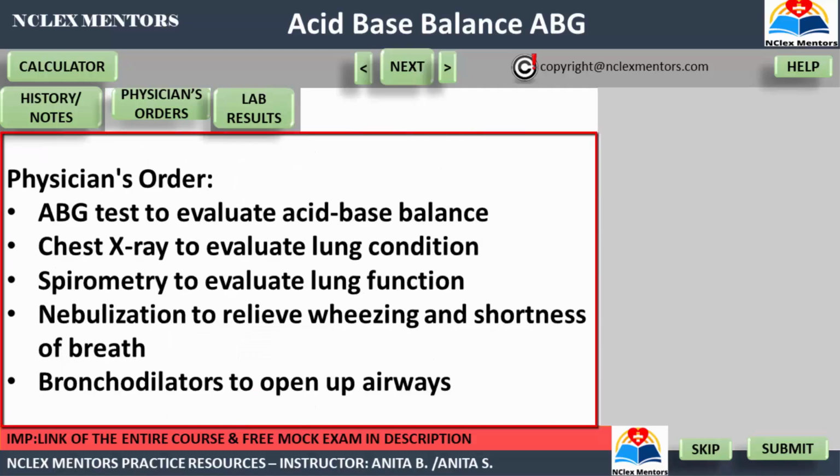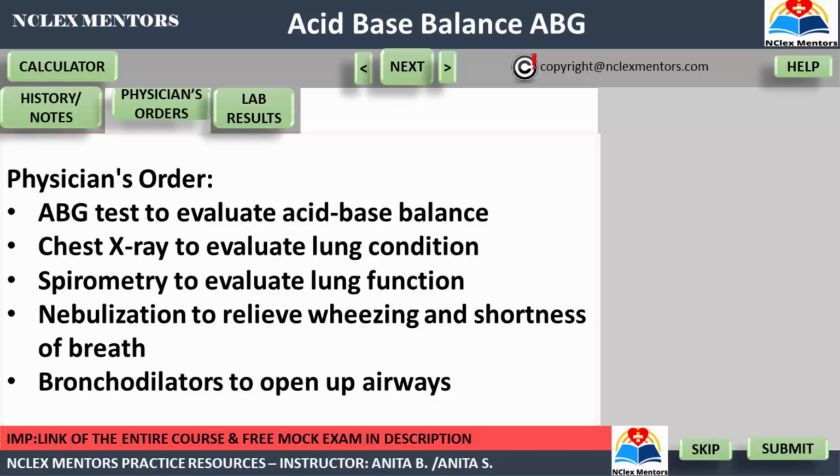The physician has ordered several diagnostic tests and treatments to address the patient's condition. An arterial blood gas test is to be performed to assess the patient's acid-base balance and respiratory function. A chest X-ray will be conducted to evaluate the condition of the lungs and identify any possible pathological changes. Spirometry is ordered to measure lung function and determine the extent of airway obstruction. In addition, nebulization and bronchodilators are prescribed to alleviate the wheezing and shortness of breath by opening up the airways and improving airflow.